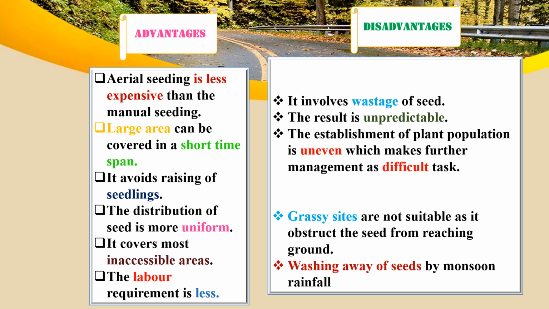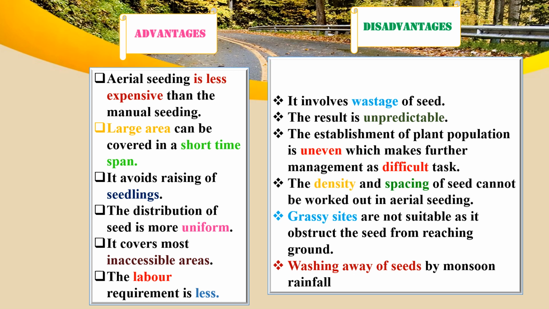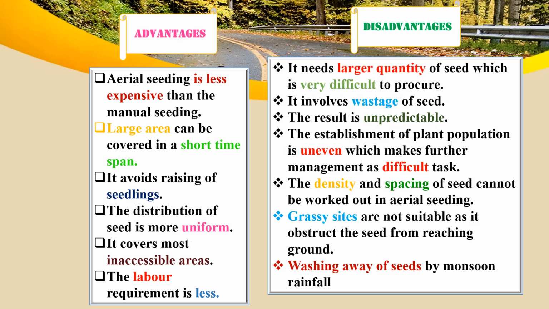The management cost is more as the establishment of plant population is uneven. As the seeds are sprayed in air, there is no correct spacing of trees, which also leads to close growing of trees and reduces survival percentage. It also requires a large quantity of seed, which is difficult to procure.